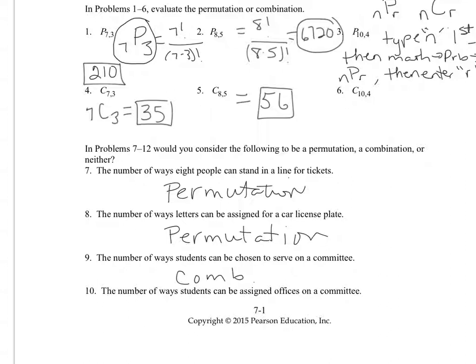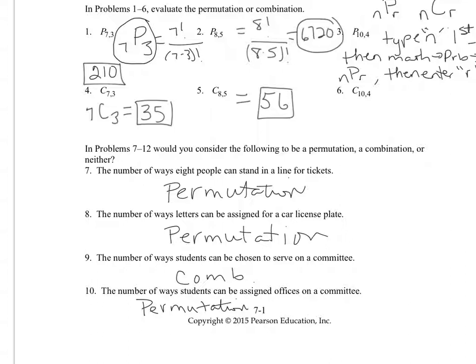How about the number of ways students can be assigned offices on a committee? So now, not only are you on the committee, but you're going to have officers on the committee. So will it make a difference? Will order matter when you're talking about filling offices? Hopefully you recognize, yes, order matters. That's what turns it into a permutation.